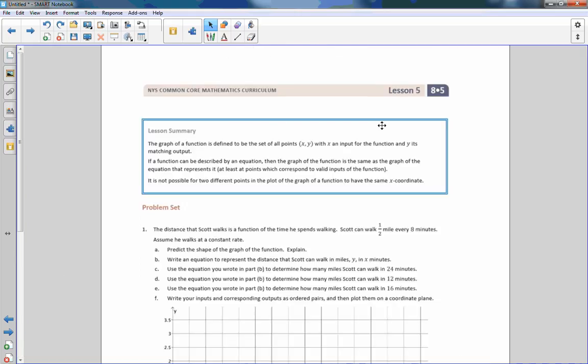Okay, that is the end of Lesson 5. Review the lesson summary and go do your problem set.